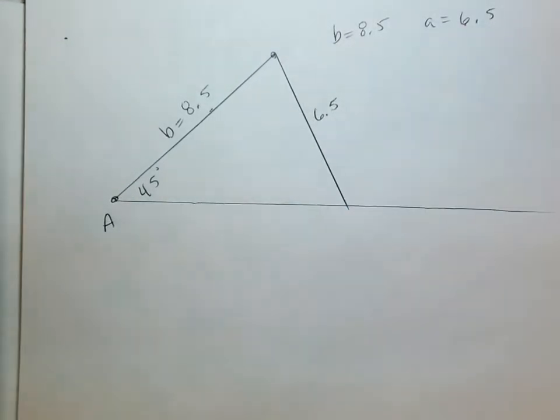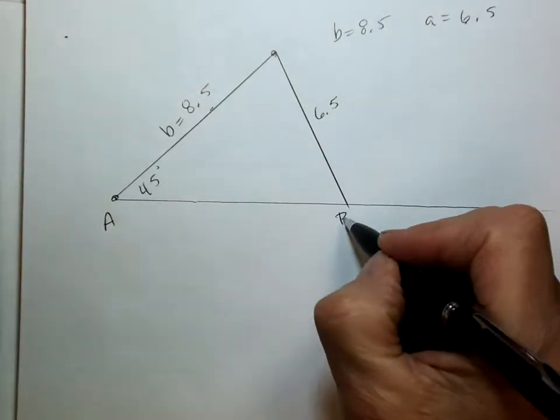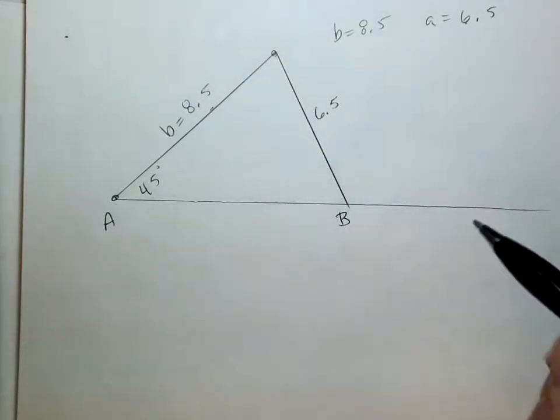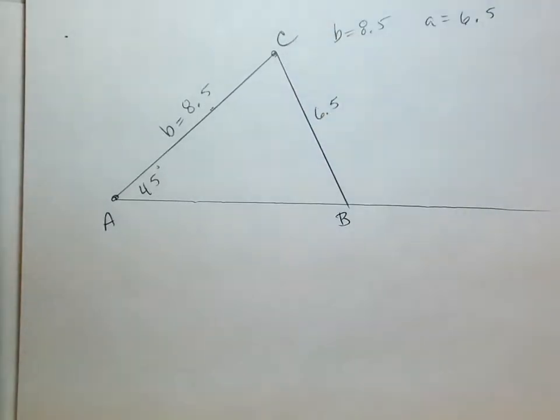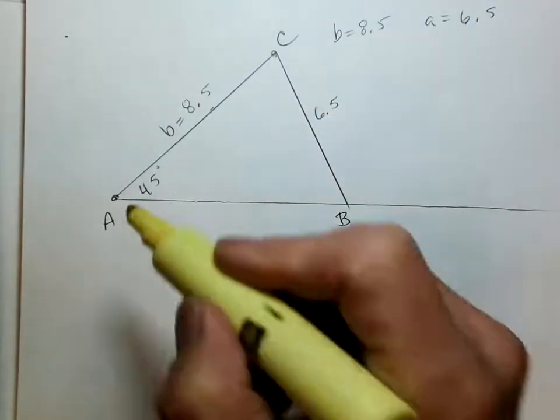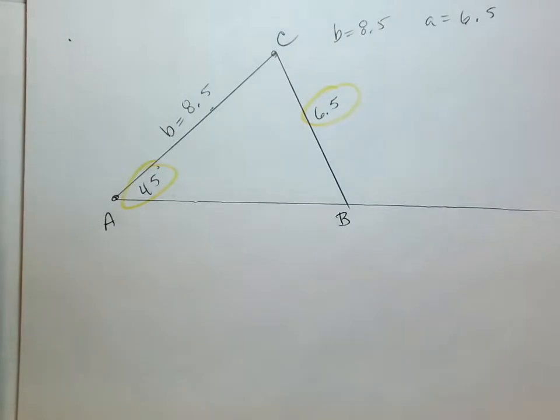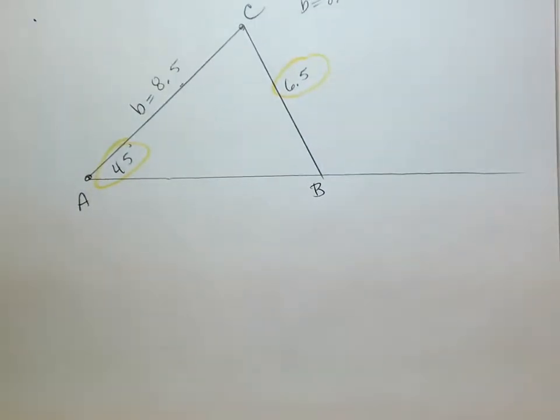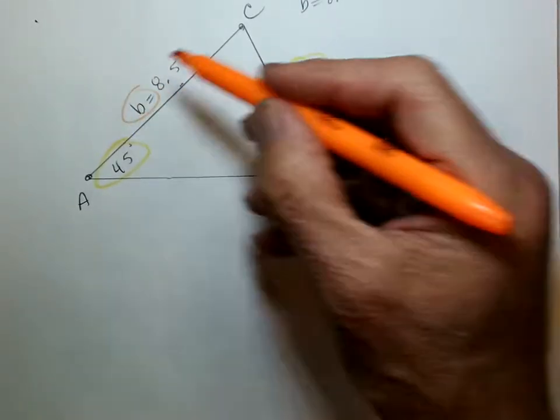All right, what I want to do first is label my triangle. If this is side B, that's got to be angle B, angle A, and that's got to be angle C, okay? All right, so I have a pair of opposites, right? See my opposites, right? So the first thing I'm going to tackle then is angle B, because I've got opposite.